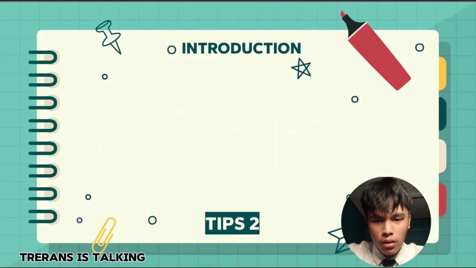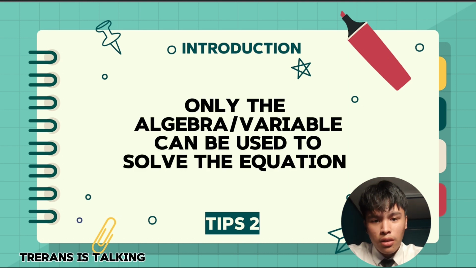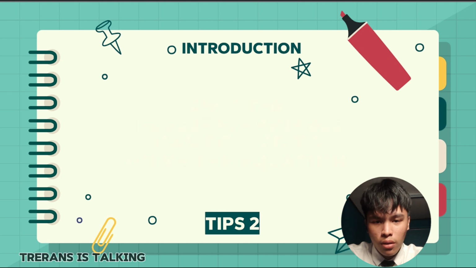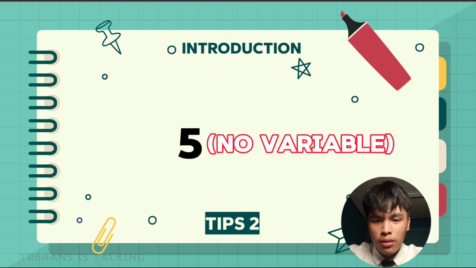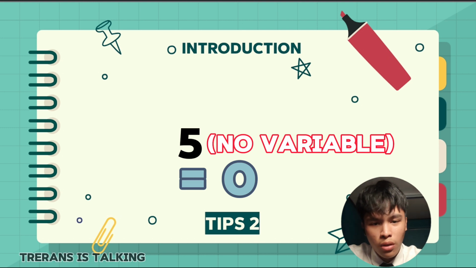Tip number 2, as I already explained, is algebra manipulation, right? Only the algebra or variables can be used in this equation solving. What I mean is, if a number doesn't have any variable with it, then the value will be 0, even though it is the largest number you've ever seen.